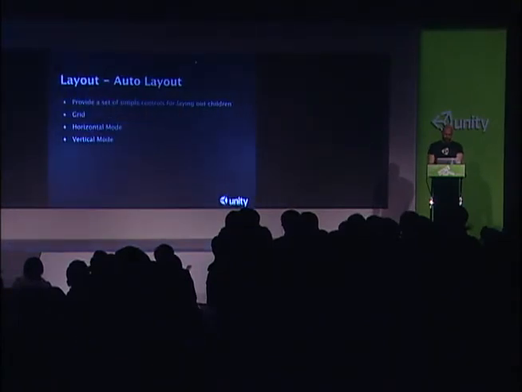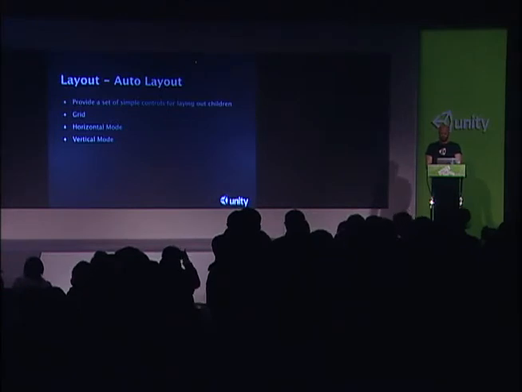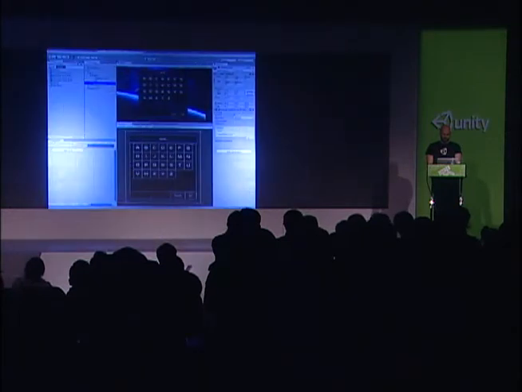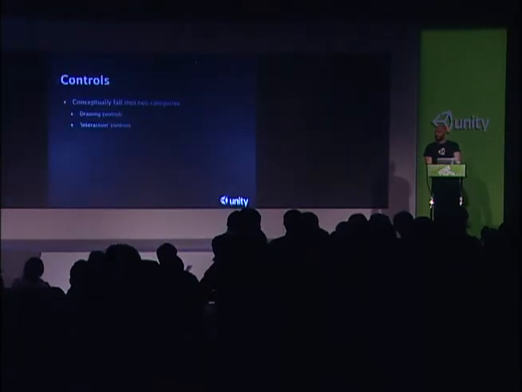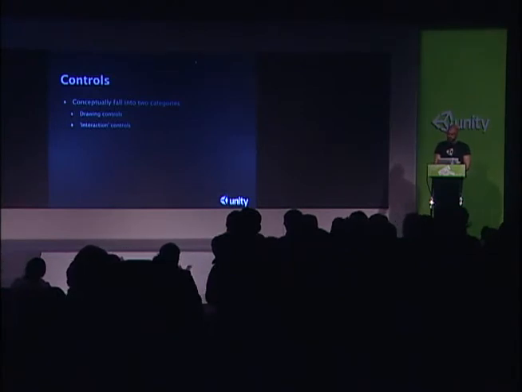Out of the box, we hope to have layout modes such as grid, horizontal flow and vertical flow. This should allow you to write scalable GUIs based on external content without needing to manually position things. So now we've covered how the base layout systems will work with a new GUI. Let's talk about the controls.